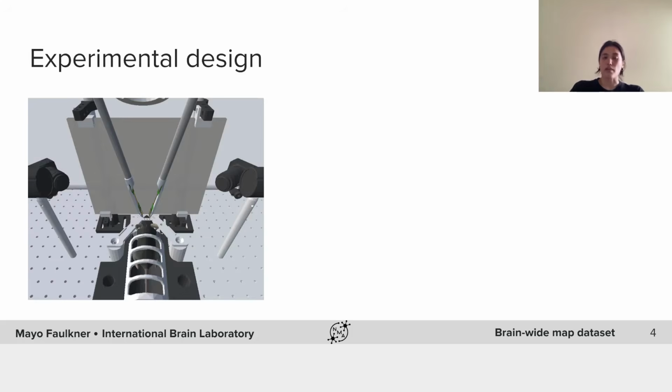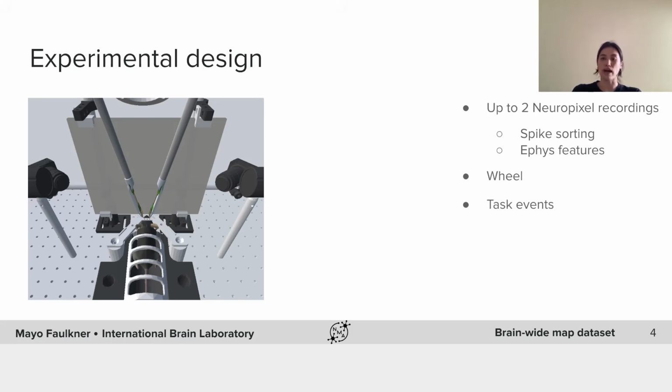This diagram here shows the experimental setup that we used as the mouse performed the visual decision-making task. In each session, we recorded from up to 2 Neuropixel probes simultaneously, and on this neural data, we performed spike sorting and also extracted a number of different electrophysiology features. We continuously tracked the mouse's wheel movement and also recorded the outcome and timings of all task-related events.